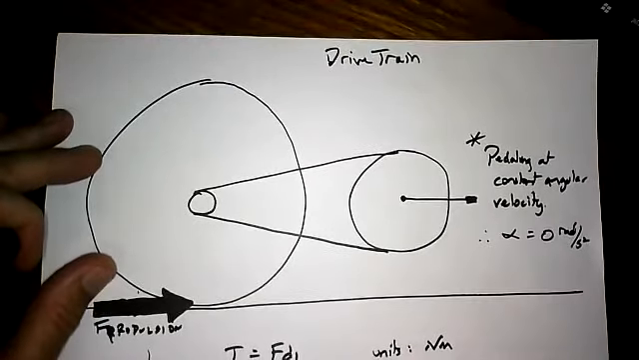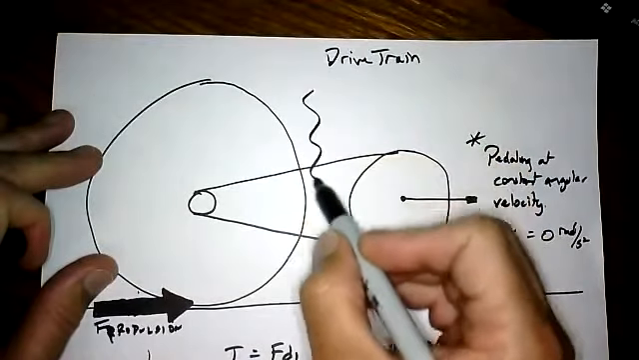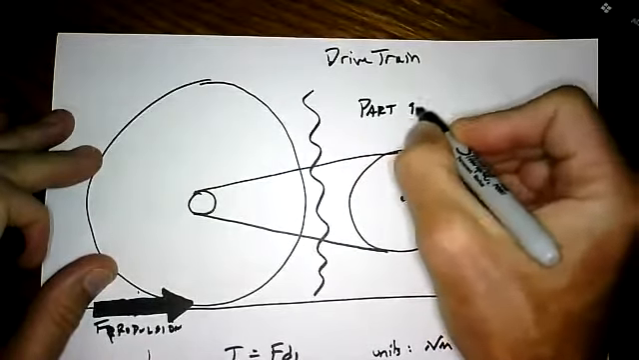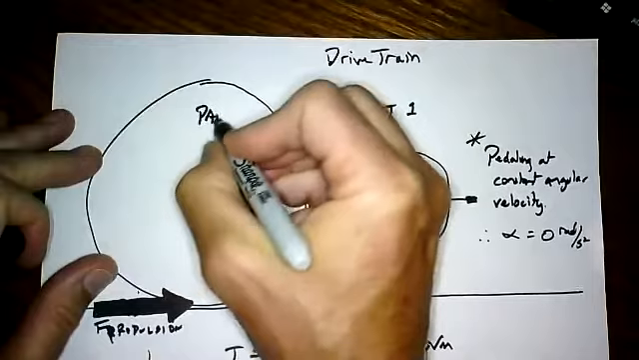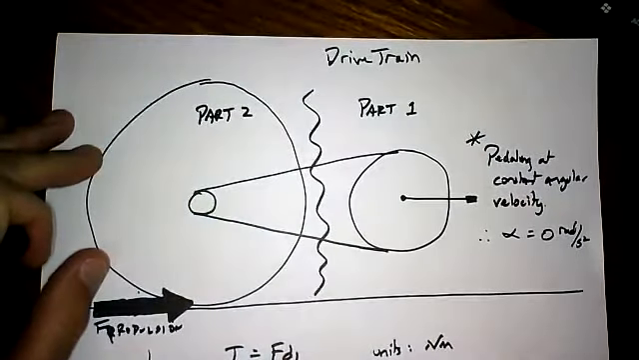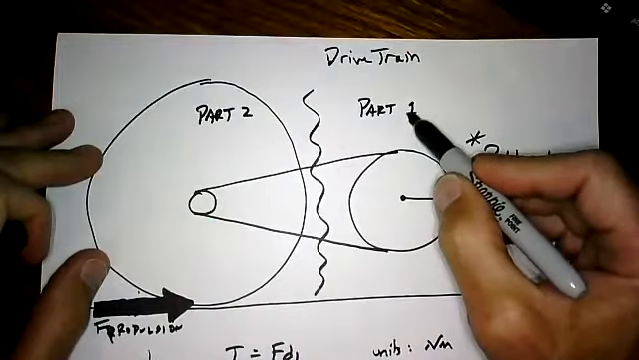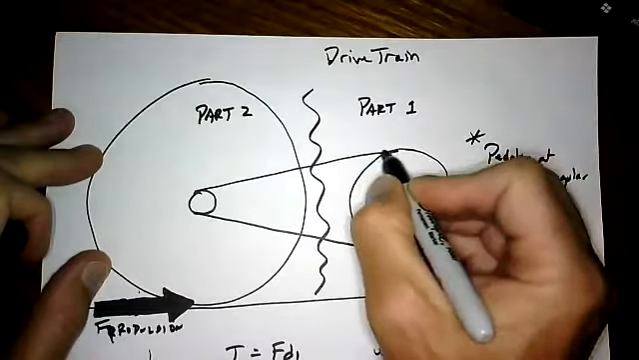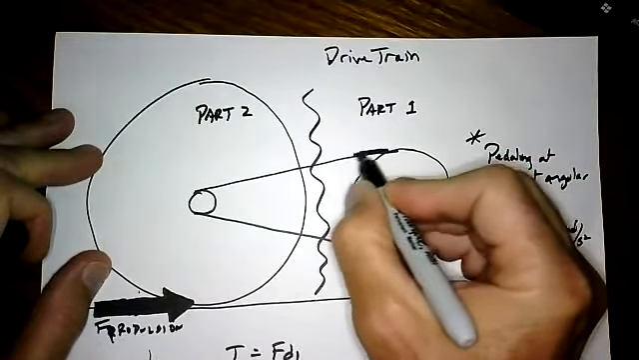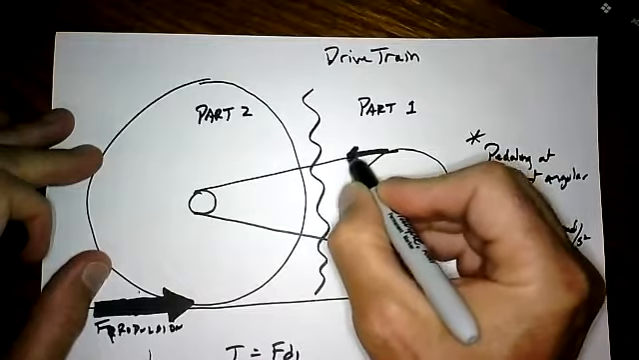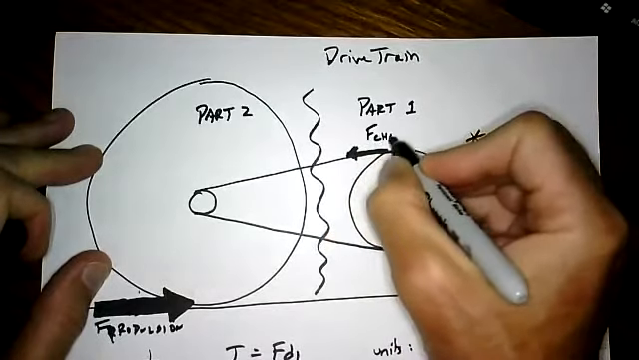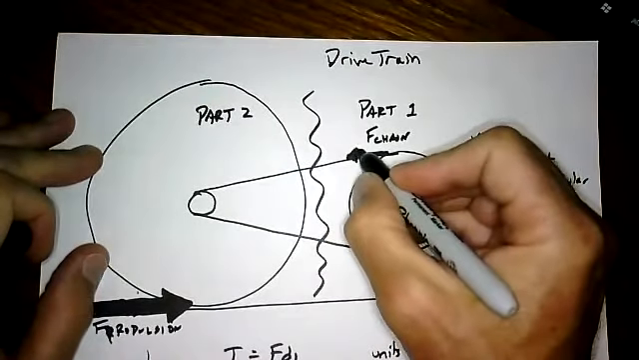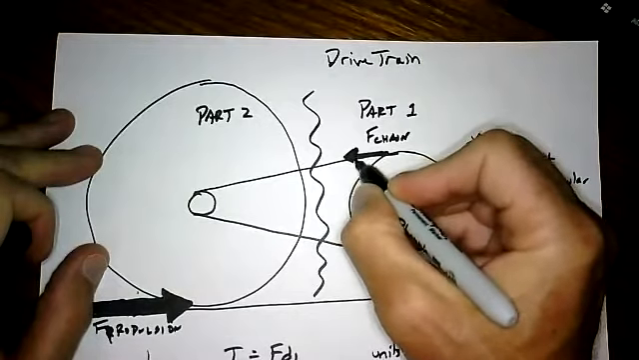What I'm going to do is break this into two problems. I'm going to draw a squiggly line down here. I'm going to do part 1, and then I'm going to do part 2. In part 1, I'm going to figure out the force that this crank is pulling on the chain, F chain. Then part 2 will be to figure out the propulsion force, knowing what this force is.